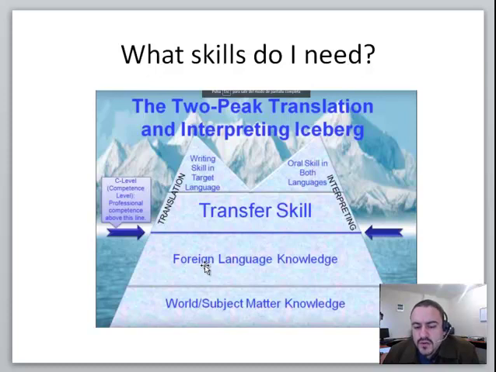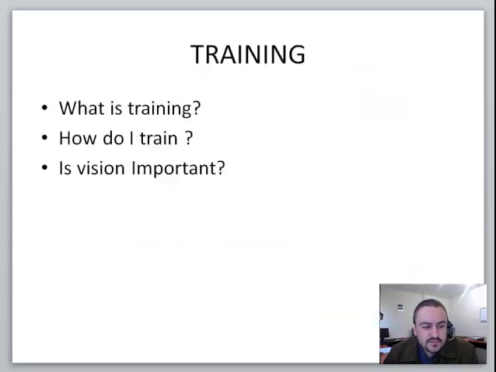Also, the importance of foreign language knowledge, transfer skill, and your abilities as a writer or as a speaker as you decide to become a translator or an interpreter. So please spend some time talking about language proficiency level, C2 and above. I want to see you using some of the terminology that we learned throughout the semester in this section.